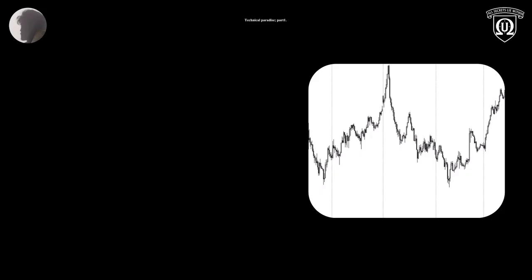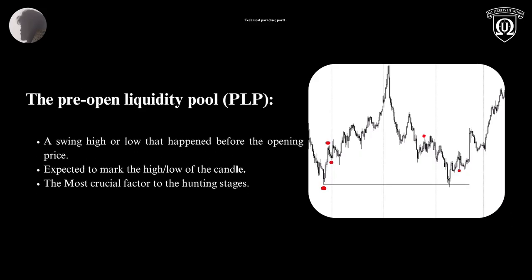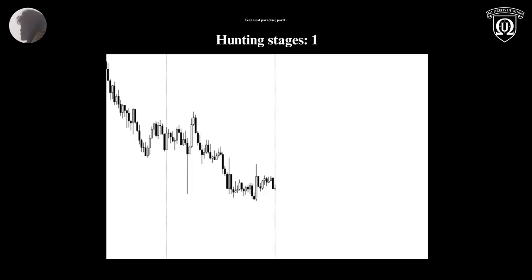These are very, very crucial. The way I explained it, every single word, every tone of voice, every change in the tone of my voice, every letter is deliberate. Right? These are the hunting stages. These are the stages you'll go through every single time you place a trade.